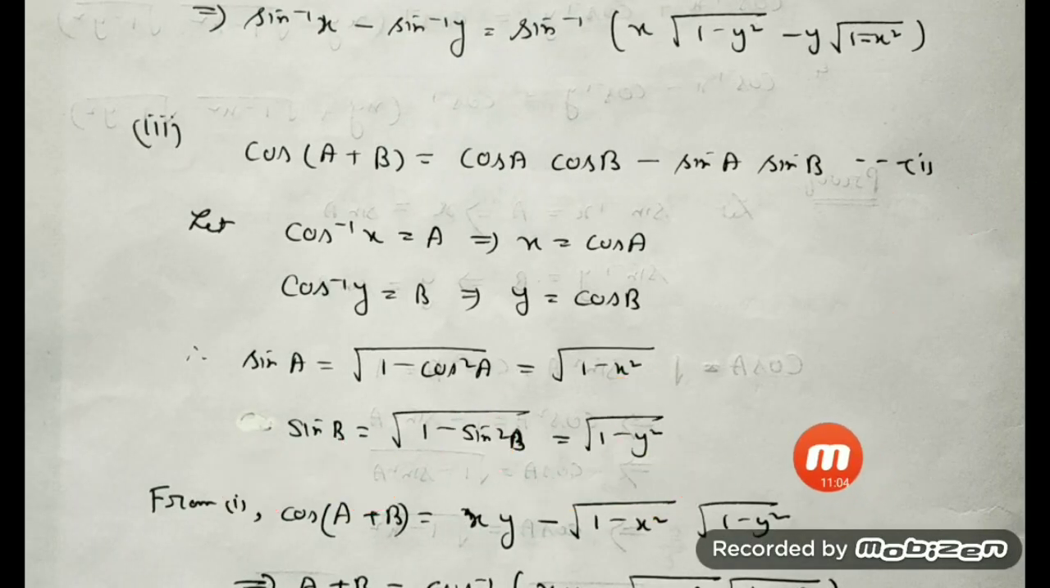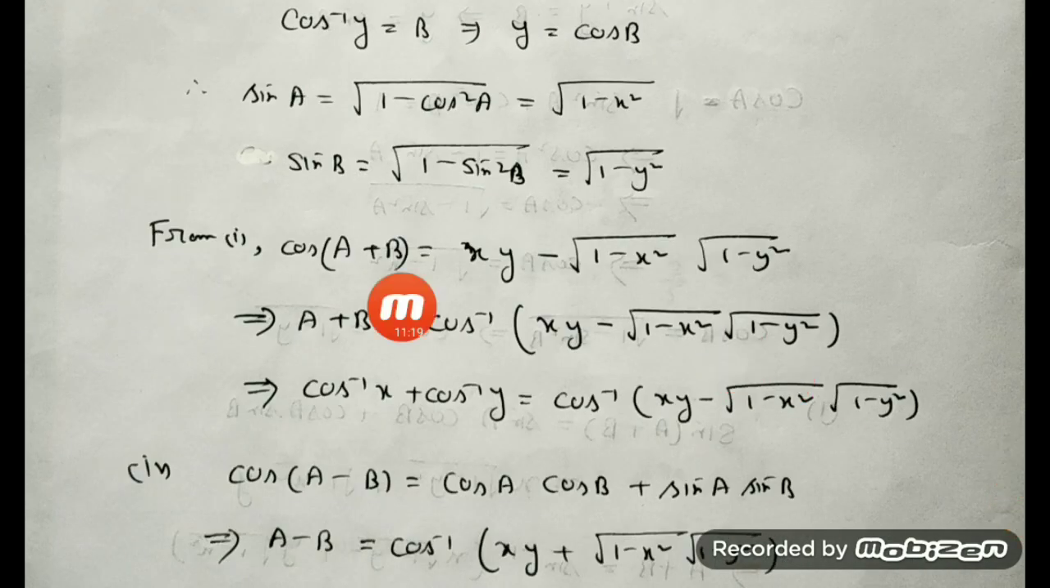As I have already written in the first line, I bring it from there, and for cos of A plus B, substitute cos A. What is cos A? Cos A is x, cos B is y. Sin A is this much, and sin B is this one. So we have got this line. After getting that, A plus B I bring to the right side, it becomes cos inverse of xy minus under root of 1 minus x square into 1 minus y square. Then substitute back cos inverse of x and cos inverse of y. This is your proof of the third.